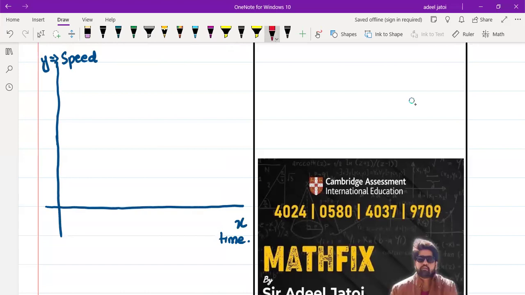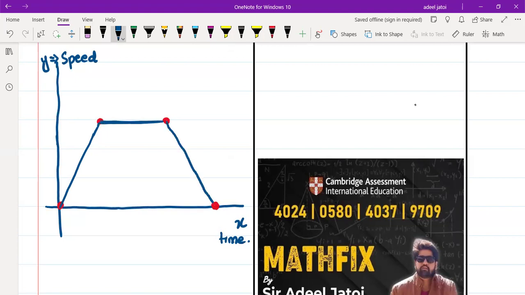Let's just work upon this. We're starting off with the origin 0, 0. Let's say a point is here. Then we mark the point here and drop the line towards this point. The line will be a straight line. When we are talking about a speed-time graph, it will be a straight-line graph.